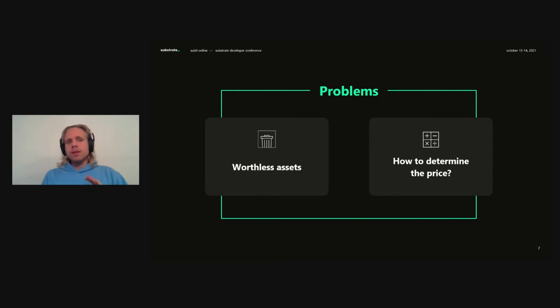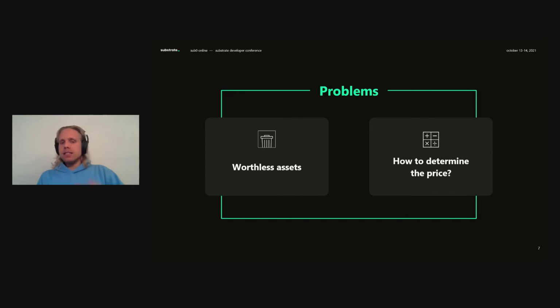One problem being worthless assets. Statemint is permissionless. Anyone that puts up a deposit can create a new asset. People have done so on Statemint. There's all kinds of fun things, people playing around with names and so on. I think I've seen Bitcoin on there as well. So you can permissionlessly create assets, but that doesn't mean that they're necessarily worth anything.